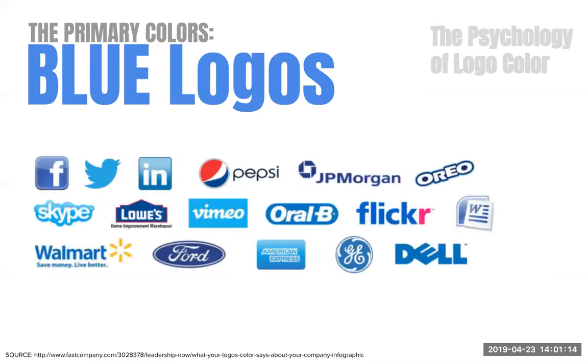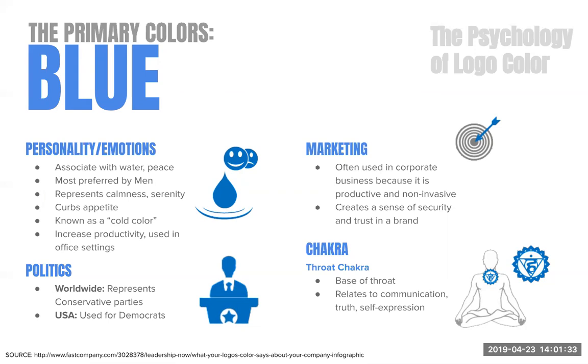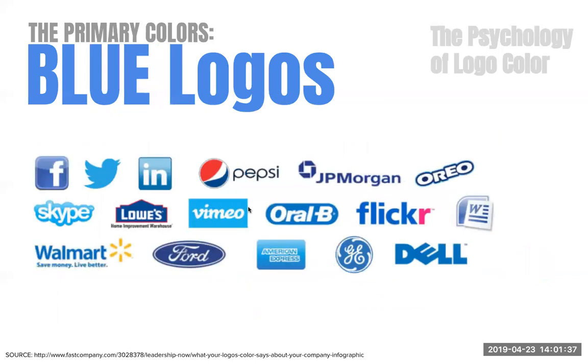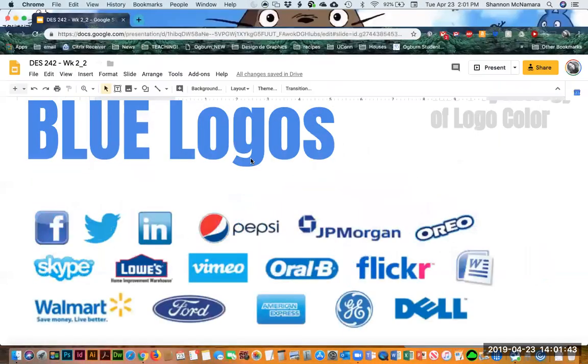You'll notice almost all the social media logos are blue. And then we have JP Morgan, and a lot of the insurance logos are blue. So, that sense of security and trust, there's a reason why they chose blue. And that was my last slide.